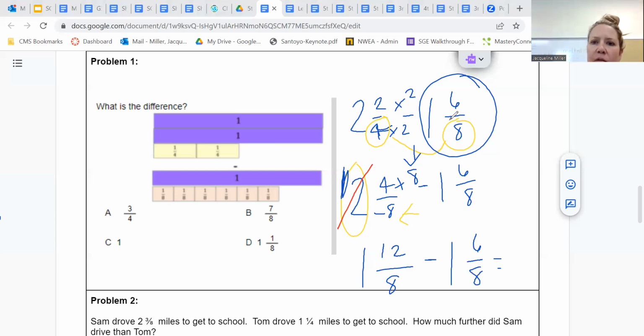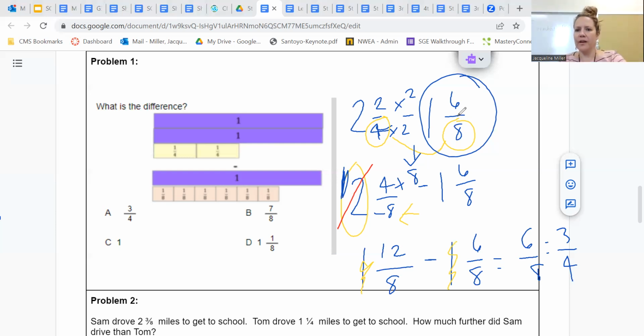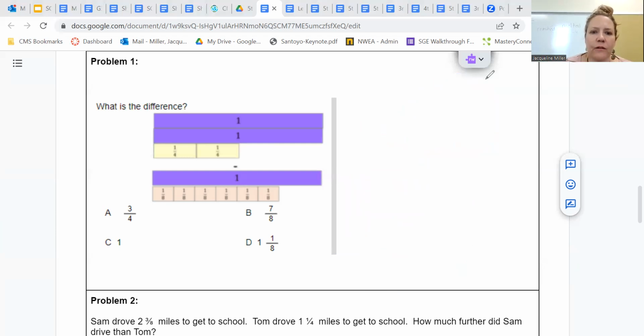So since we have a whole, take away a whole, these go away. 1 minus 1 is 0, and then our answer would be 6/8, which can be reduced to 3/4. So that is how you do that one with the number format. Okay, one last thing. We will do this in the drawing form.